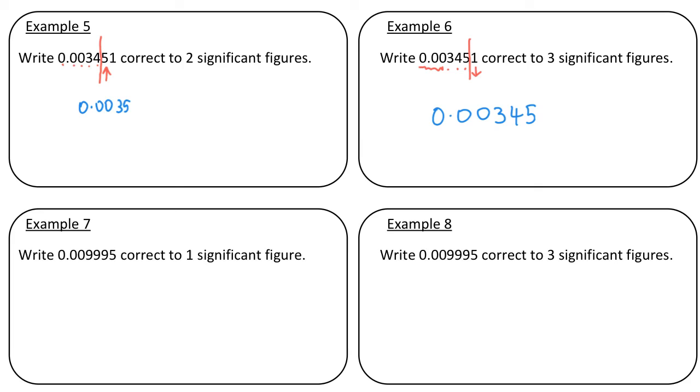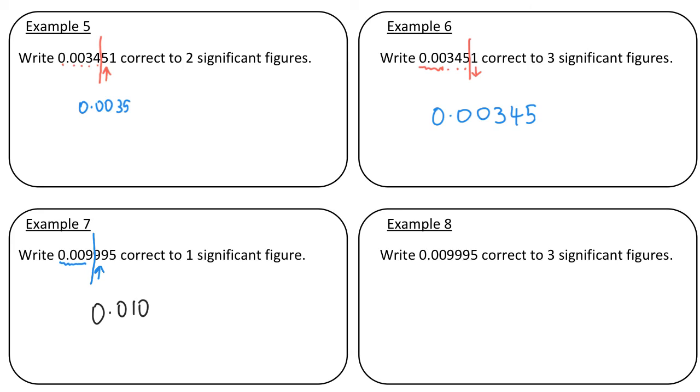The next example, example 7, write 0.009995 to 1 significant figure. So the first 3 zeros don't count in terms of significance. So the 9 is the first, and the second 9 is the second significant figure. That means we're going to round up. So the 9 is going to round up to a 10 really. So we've got 0.010.